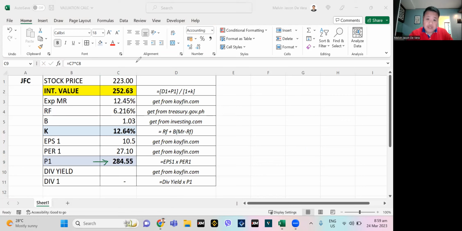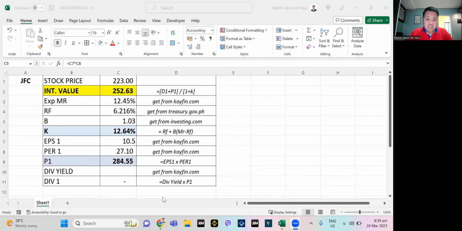But once again, we cannot compare 284 with 223 because this is at present and this is at future. Actually, it primarily computes the intrinsic value using just this one, but we don't forget that we still have a dividend to expect next year. So we also include that in the equation. To get the expected dividend next year, you need to get the dividend yield and just multiply it with the price.